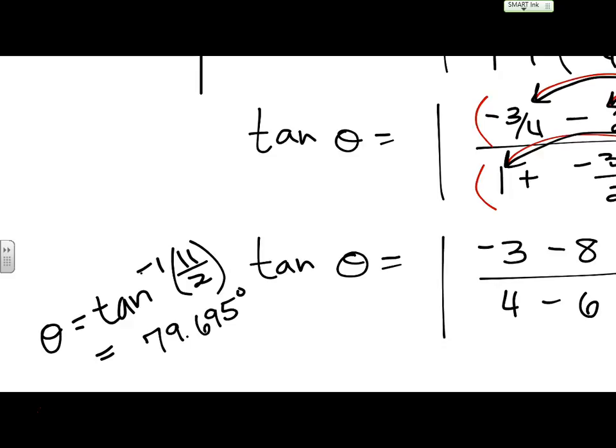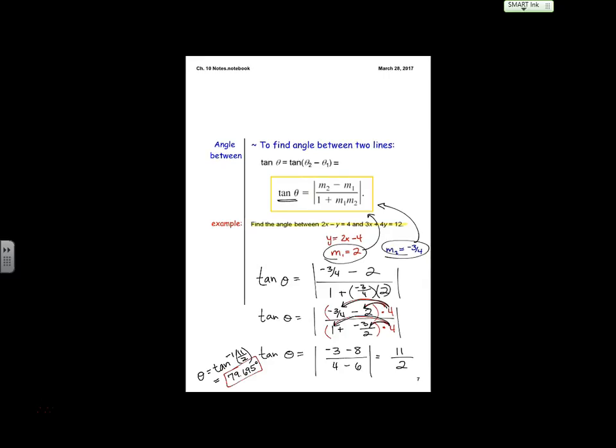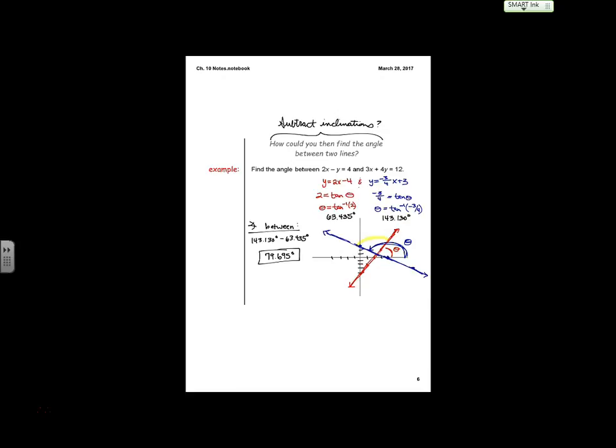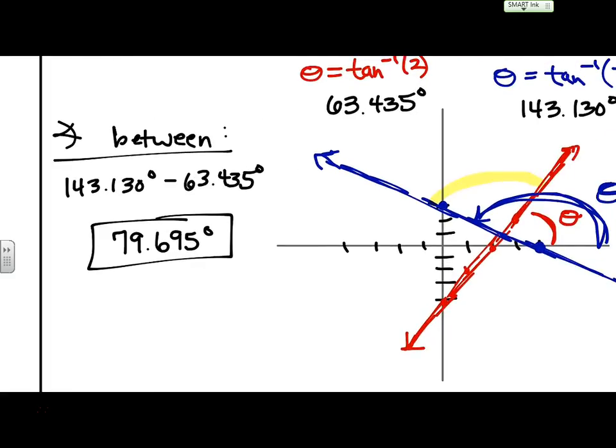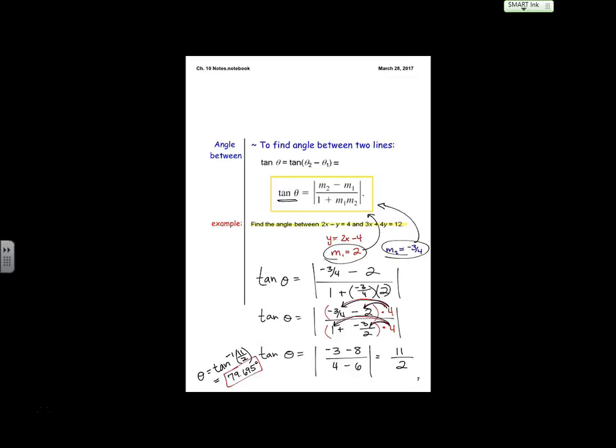Wait a minute. Does that number seem familiar? Should it be familiar? Was it the same problem? What did we do when we solved it the other way? Got the same answer. So do both ways work? Okay.